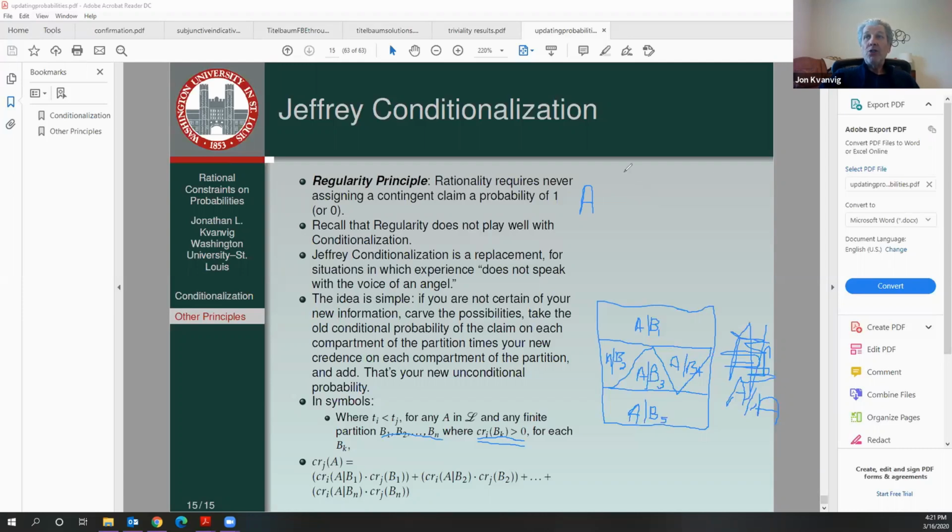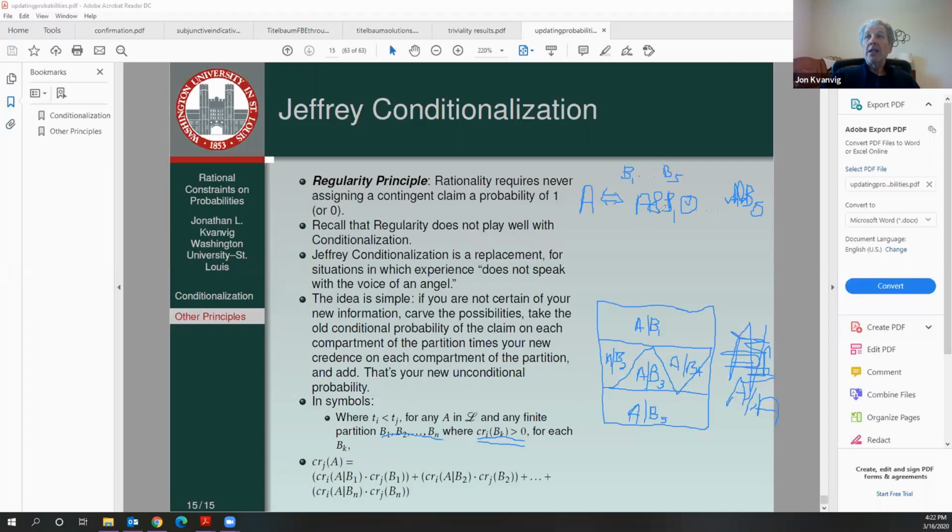So if you do the partition of B1 through B5, then you know A is equivalent to A and B1, or A and B2, or A and B3, or all the way up to A and B5. All right, so if you know that those are equivalent, the probability of A is going to have to be the same as the sum of all of these exclusive disjuncts, which are each conjuncts.